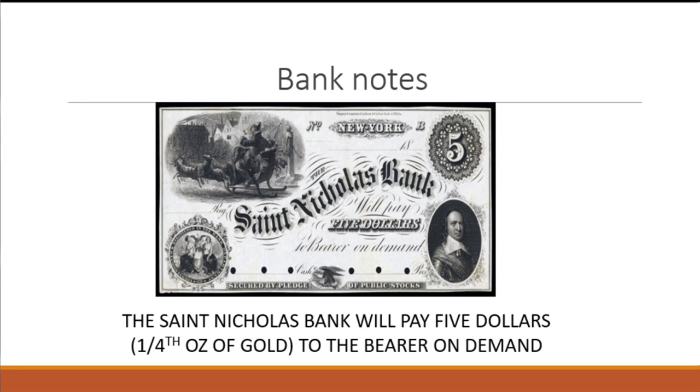So here's an interesting picture of a banknote back in the day. This is from New York. It is the St. Nicholas Bank, and they've got a little picture of Santa Claus back in the day. So, you know, St. Nick. It's good advertising. You can't read it with the fancy handwriting, but it says, the St. Nicholas Bank will pay $5, which is 1/4 an ounce of gold, to the bearer on demand. So if you had this note and you went to an institution that belongs to the St. Nicholas Bank, or was in some sort of partnership with them, you would be able to get a gold coin. It was redeemable to the bearer on demand. That's what the banknotes said. That's even in fact what our dollar bills used to say back in the day.